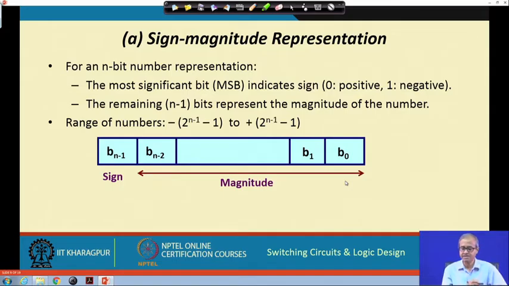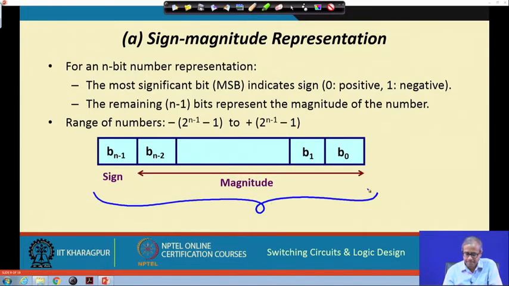Let us look at the simplest first, the sign magnitude representation. The sign magnitude representation conceptually looks like this. Suppose I have an n bit representation, this whole thing is n bits. I reserve 1 bit for the sign. The remaining n minus 1 bits will represent the magnitude.